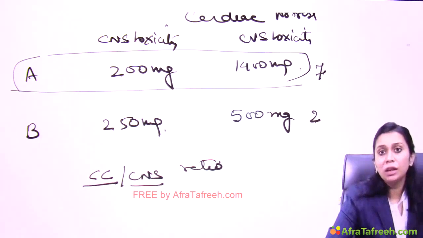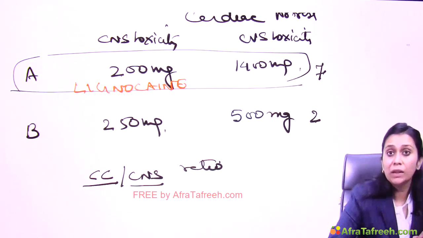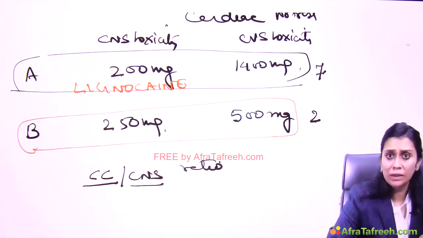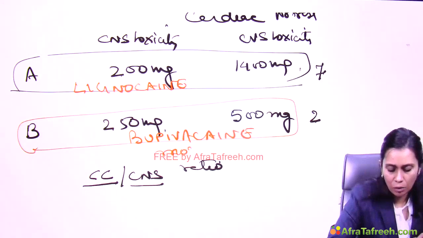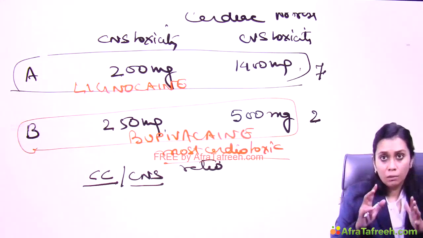The best drug with the highest CC/CNS ratio is our lignocaine, the safest local anesthetic, the only LA which can be given IV as an antiarrhythmic, right? And the drug with a very low CC/CNS ratio is our bupivacaine, which is considered the most cardiotoxic local anesthetic. So bupivacaine is the most cardiotoxic, lignocaine the safest.